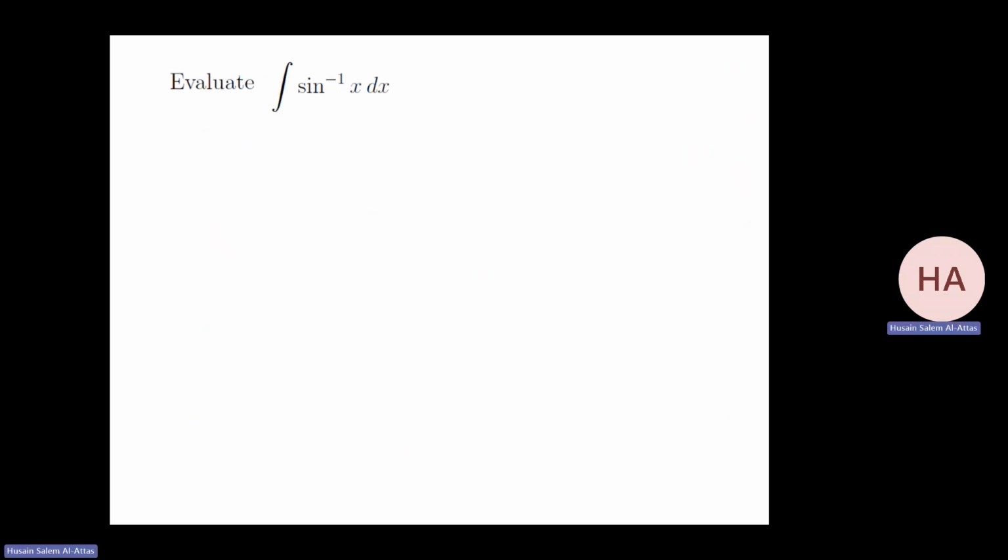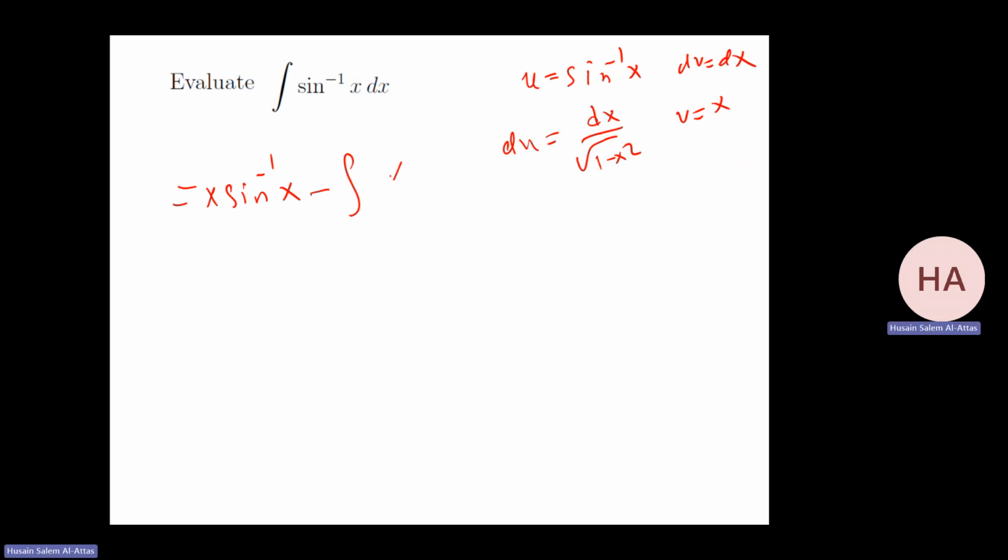Let u be sine inverse of x. I think we did it before. dv will be dx. I'll try to do it quickly. du will be what? 1 over square root of 1 minus x squared. And v will be x. So that will be x sine inverse of x minus the integral of x dx over square root of 1 minus x squared.